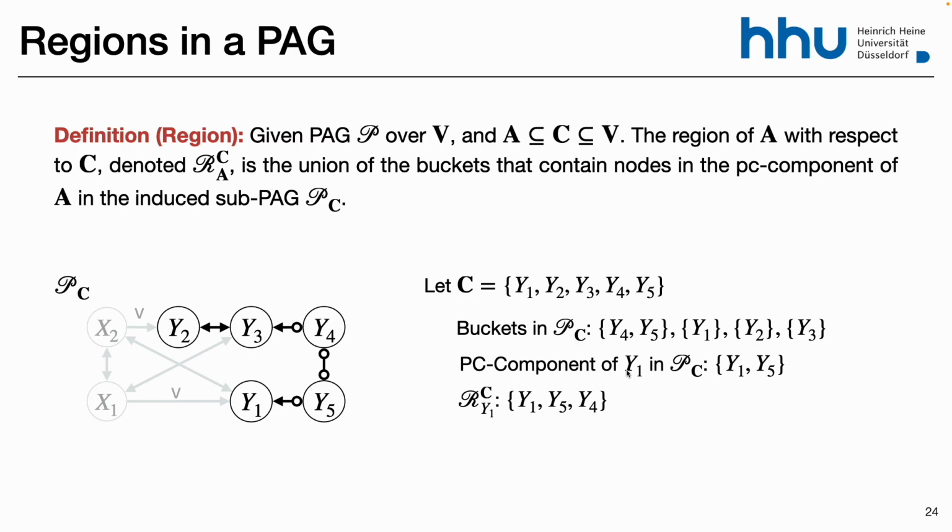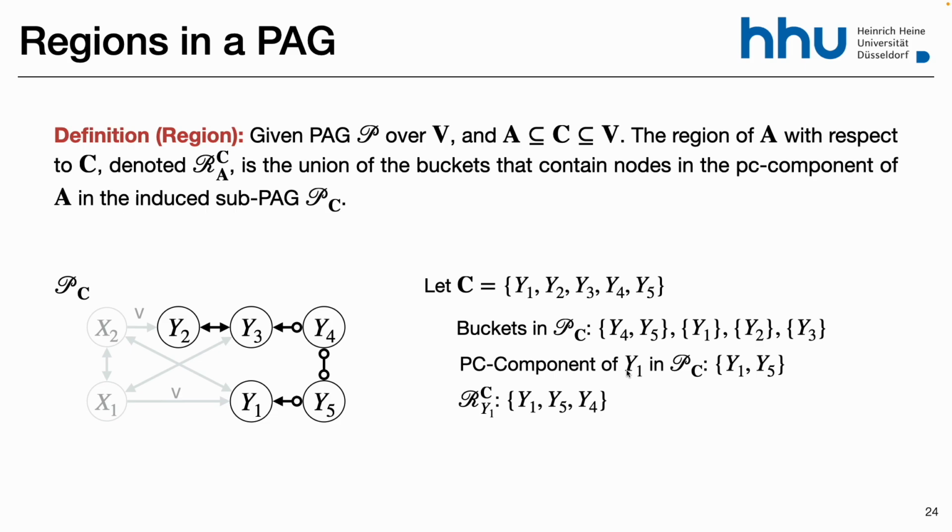I have one question. Probably the answer is very easy. But the PC component of y1, why does it only include y1 and y5? Because there could also be a bidirected edge between y5 and y4. It couldn't. It's a definite non-collider. This is not connected. Ah, yes. Okay, yeah. So in the end, you can trust that this is a valid PEG.